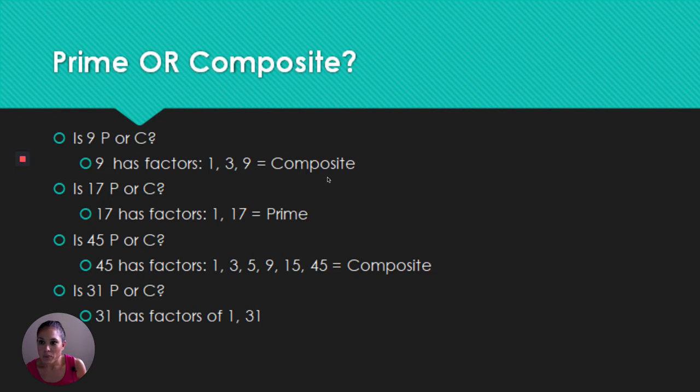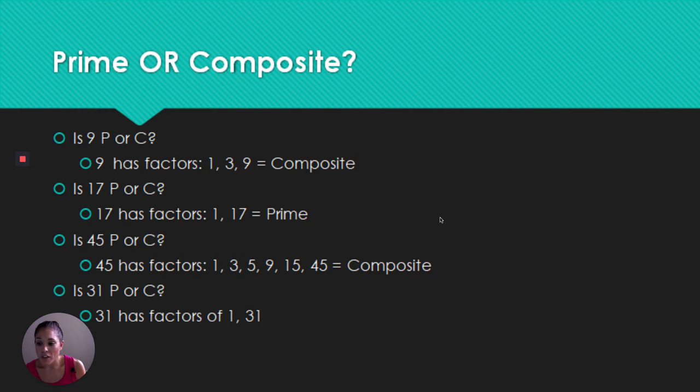So let's go over prime or composite. Is 9 a prime or composite number? So 9 has factors of 1, 3, and 9. That's more than itself and it's more than 1, so it is a composite number. Is 17 a prime or composite number? 17 has factors 1 and 17, and that is it. So it is a prime.